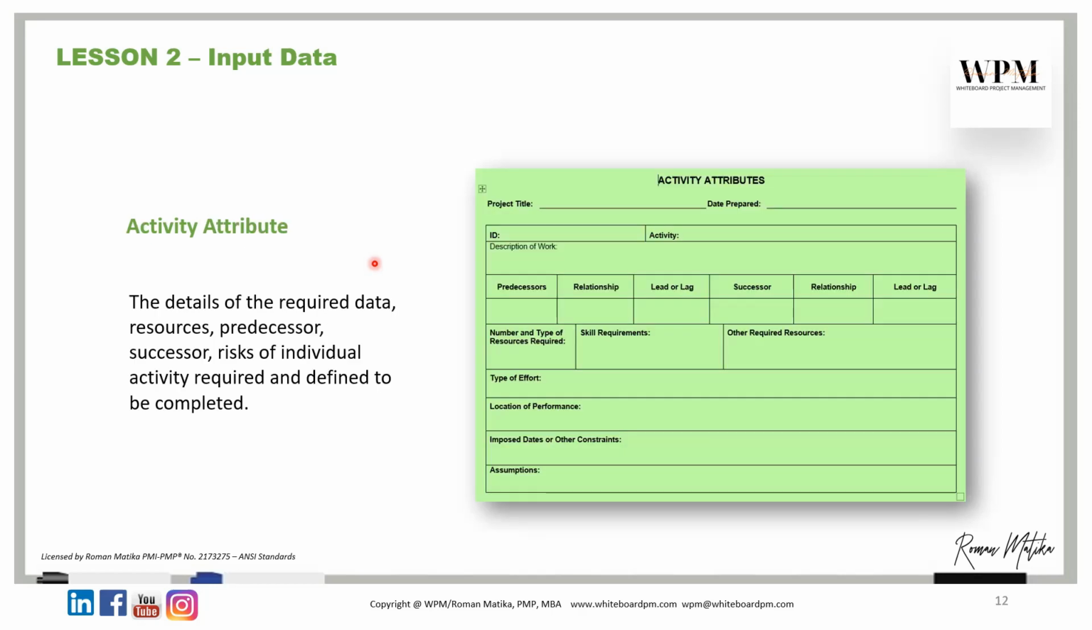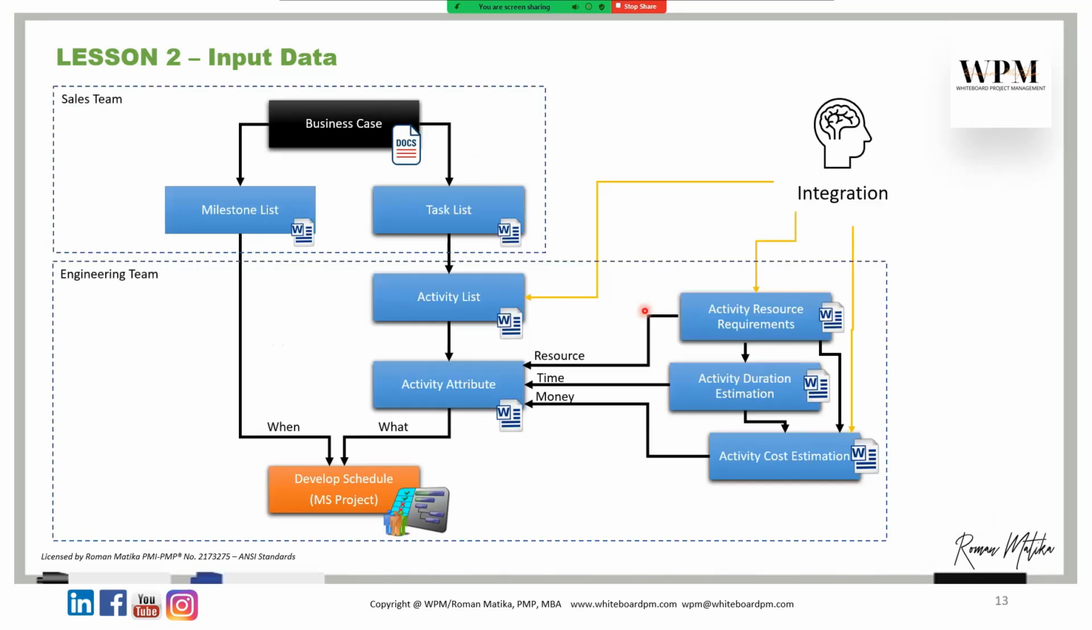Each activity has its own activity attributes. An activity attribute list or document contains the details of the activity: whether you need a resource, what type of resource you need, what type of links are there, the relations for the predecessor and the successor, whether it's lead or lag, and the details required for completing each activity.